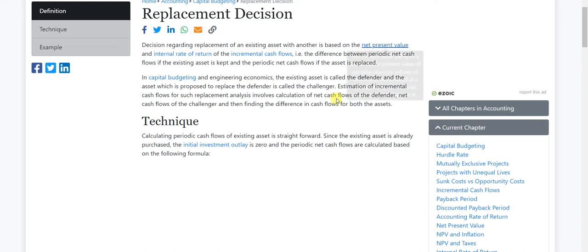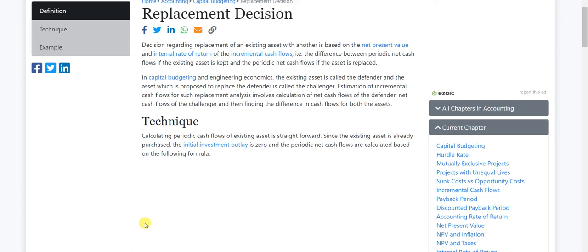In this session, I'm going to talk on the replacement decision, the technique which is used in financial management. Let's start with the replacement decision. Decision regarding replacement of an existing asset with another is based on the net present value and internal rate of return of the incremental cash flows.